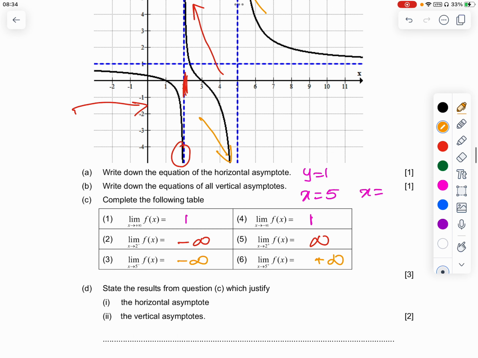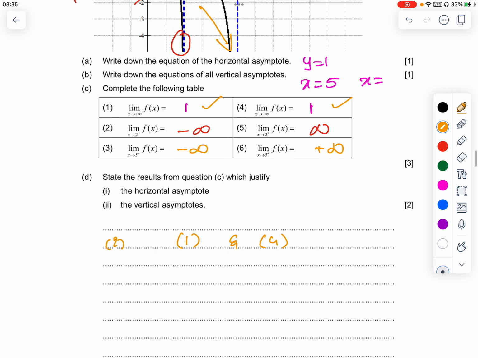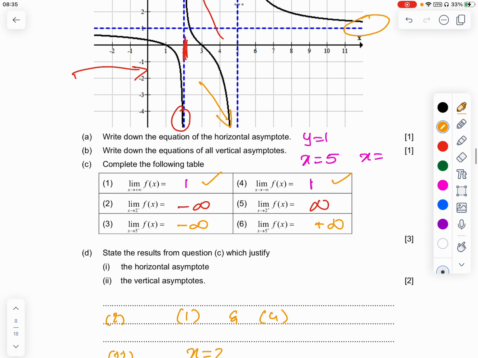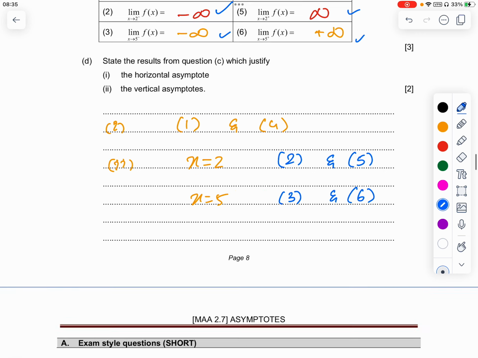So the horizontal asymptote was 1, right? Which were the answers for 1? 1 and 4. So for part 1, it was 1 and 4. Vertical asymptotes: we have two vertical asymptotes, x equals 2 and x equals 5. So x equals 2 is my 2 and 5, and x equals 5 is 3 and 6. So it's going to be 2 and 5, 3 and 6.